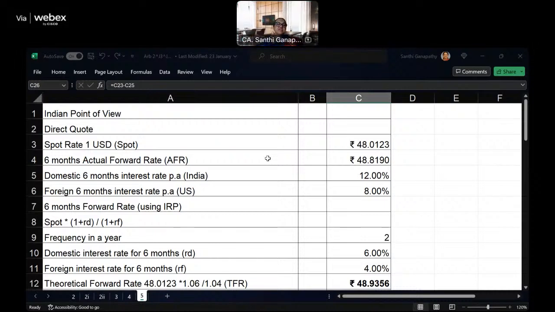Interest rate we have. I know as per interest rate parity theory, I can find the 6 months forward rate as spot into (1 plus RD) divided by (1 plus RF), because it is a direct quote. So I get 48.9356. This 48.9356 is different from 48.8190.